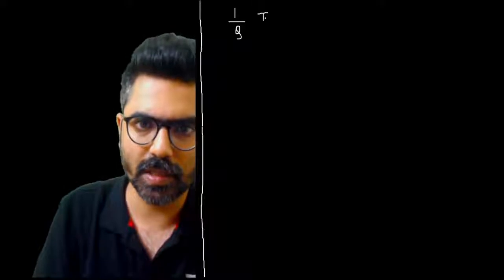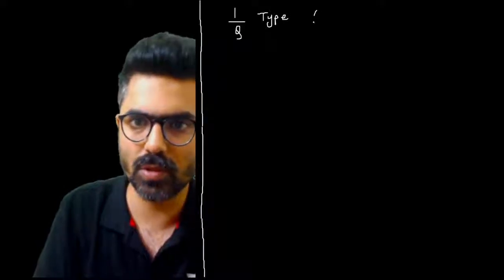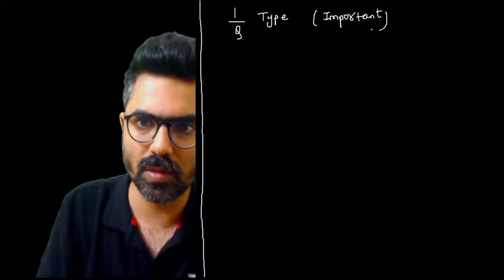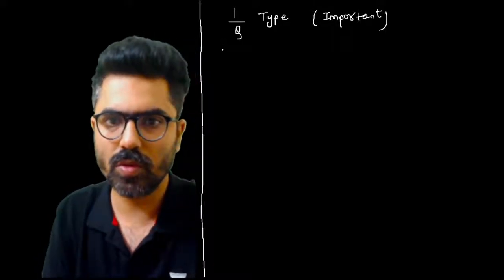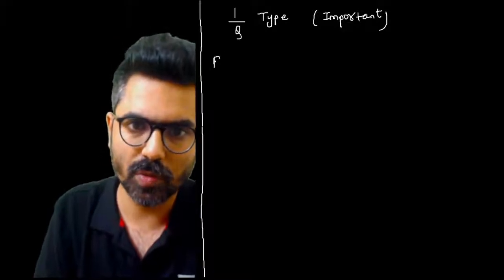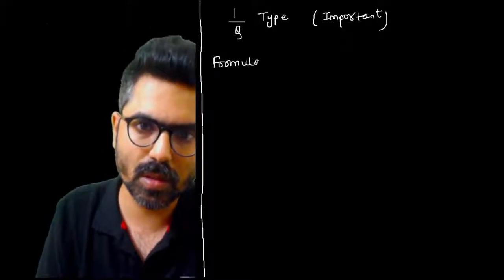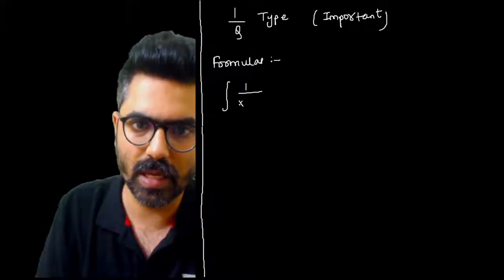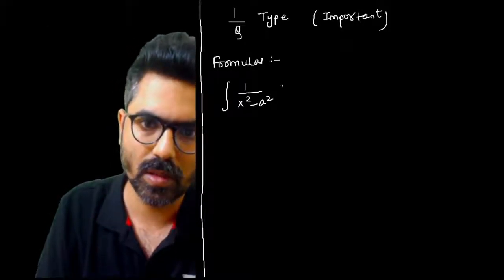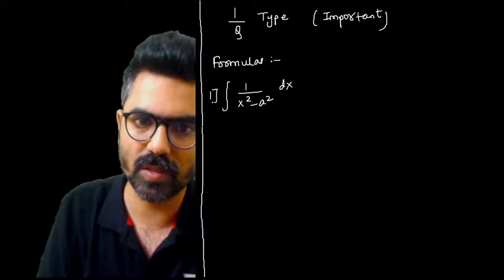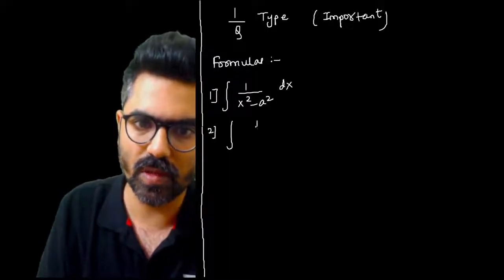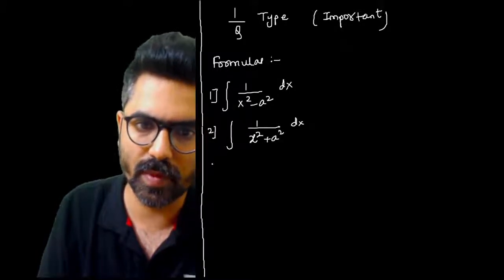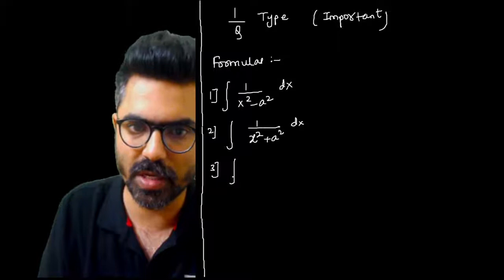1 by quadratic type. This is the most important form. It's used in many questions. To solve questions based on this, you should be aware of the formulas. The formulas of this category: 1 by x square minus a square dx, the first one. After that, 1 by x square plus a square. I want you to remember all these formulas before solving 1 by quadratic type.